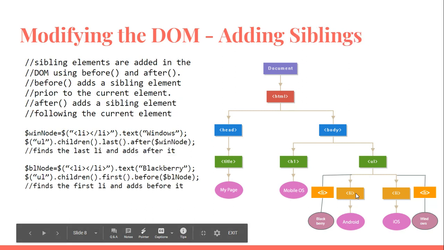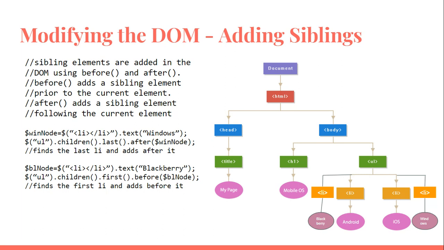So now we talk about adding siblings. Siblings use the before and after functions. So once again, I'm going to do the same thing that I did last time, but instead of adding them as children, I'm going to add them as siblings. Be careful. A lot of people get before and after confused with next and prev. Next and prev are for traveling through the DOM.